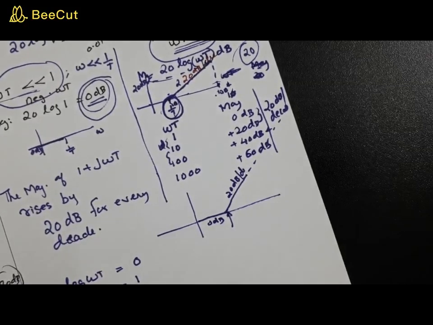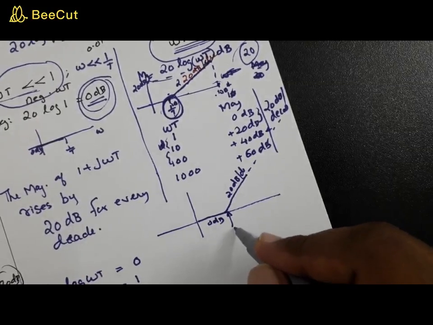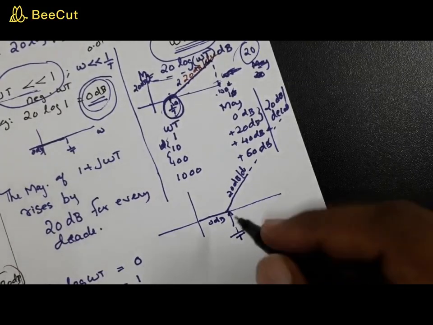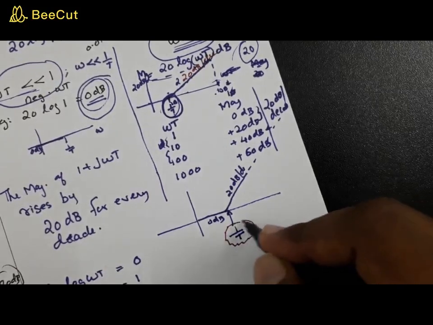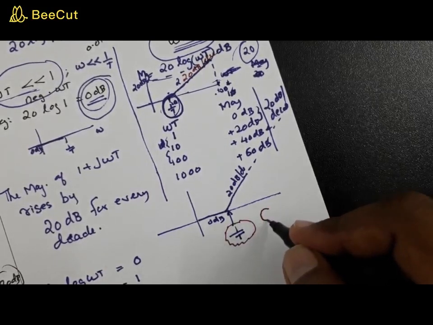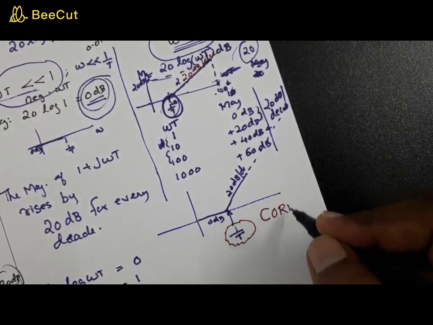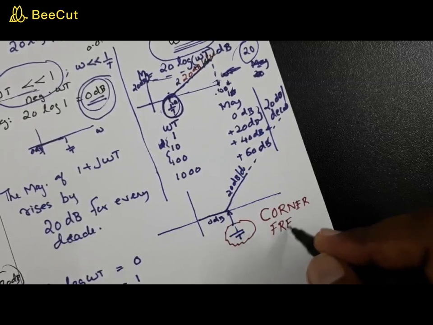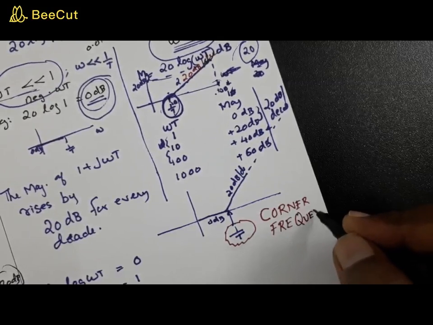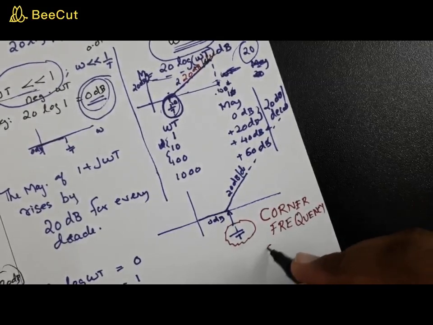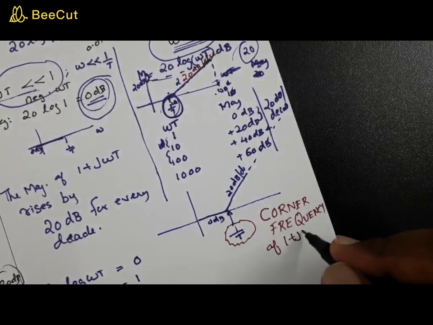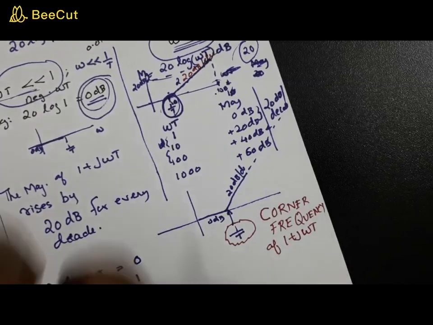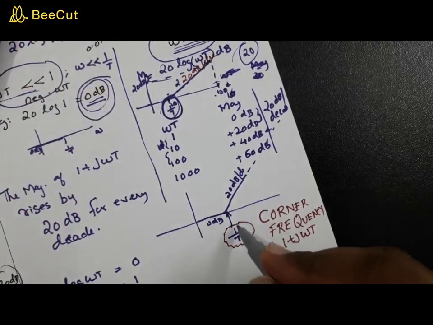Okay, so this frequency is actually 1 by t, and this is called the corner frequency of this term, the corner frequency of 1 plus j omega t. Okay, this is very, very important. So this is actually 1 by t.